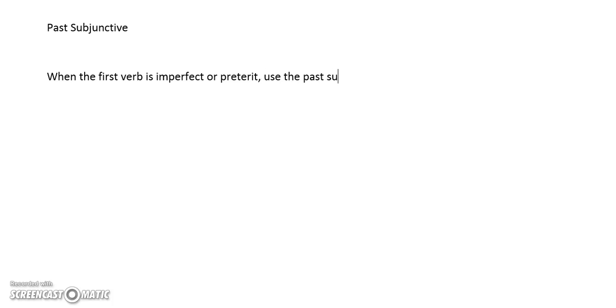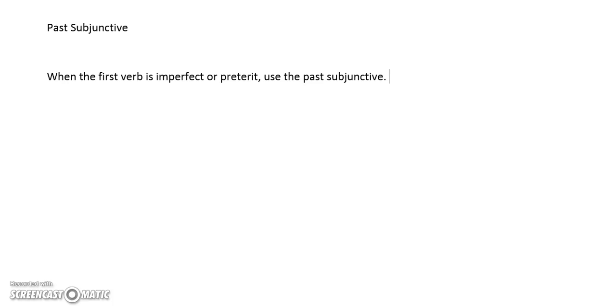Unfortunately, we are not done with subjunctive yet. There is also past subjunctive. Past subjunctive is used when the first verb is imperfect or preterite. Then you need to use the past subjunctive.